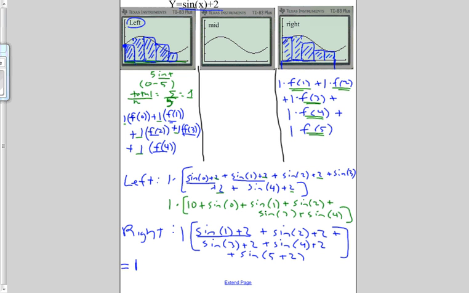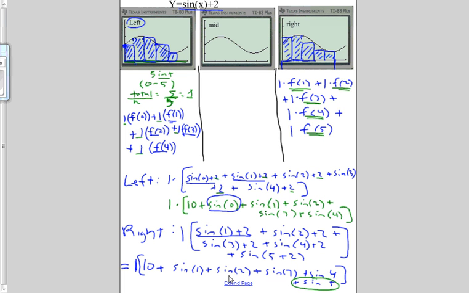So we've got a width of 1 times 10 plus sine of 1 plus sine of 2 plus sine of 3 plus sine of 4 plus sine of 5. Very similar to my left bound. The only difference is that my right bound has a sine of 5 and my left bound has a sine of 0, and otherwise they're identical.